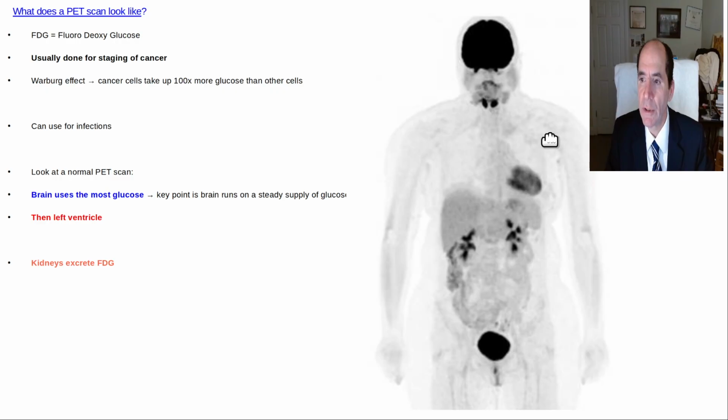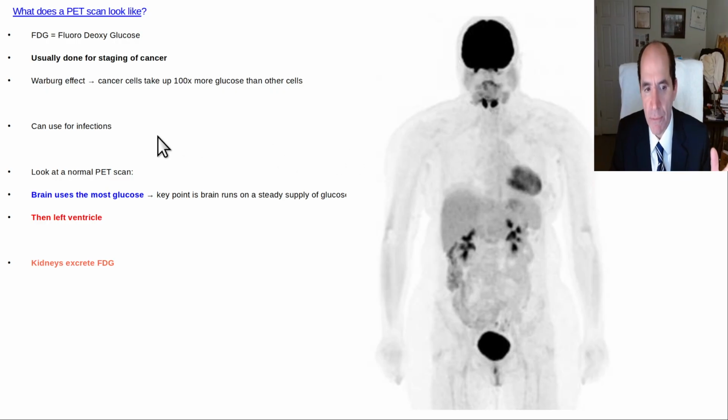And there's a couple interesting things about this. You can also look for infections with it, but there's different types. There's bone scans, it's a little different. But what I wanted to emphasize was, take a look at the brain. This one's actually not windowed as well as I'd like it to, because the cerebral cortex takes up a lot more glucose than does the white matter.